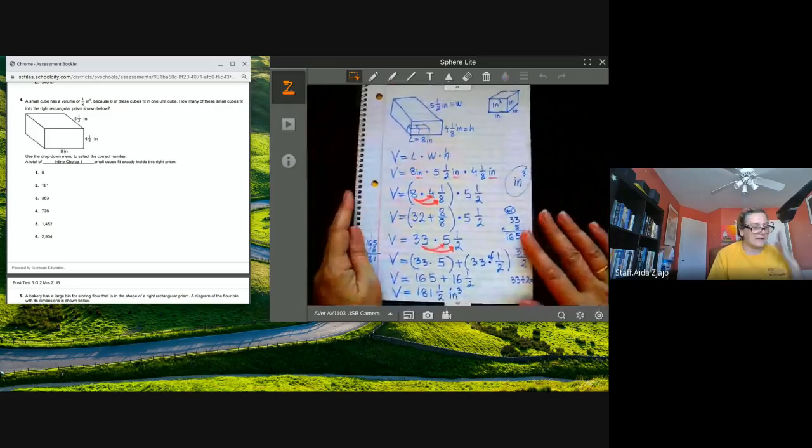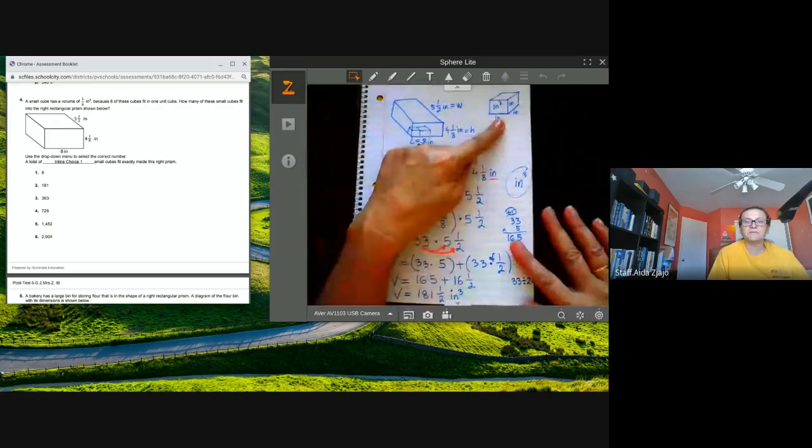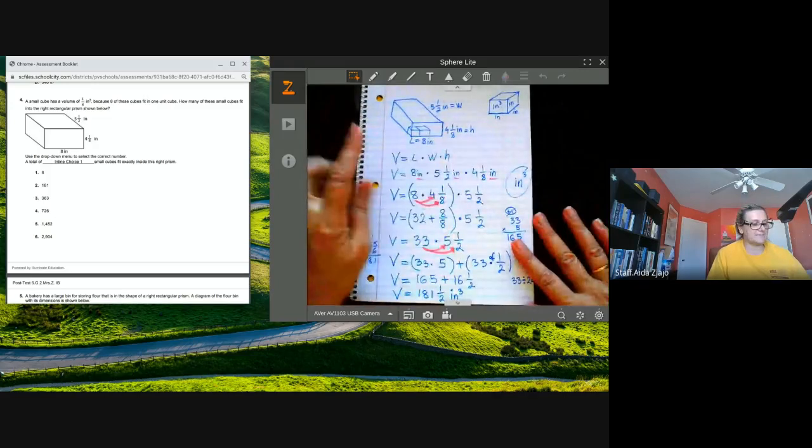So what makes this problem really kind of difficult is, right now they say, okay, we found how many of these 1 inch cubes are in this big prism, but then they say there are also smaller cubes in each of these cubes. So there are also 8 smaller cubes in each of these. So in each of these 181 and a half cubes, there are 8 more smaller cubes.